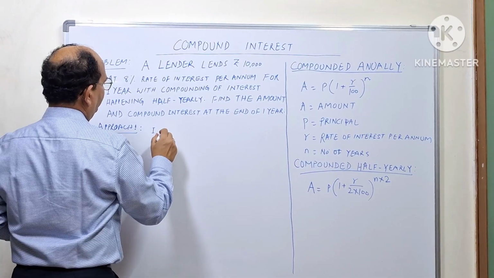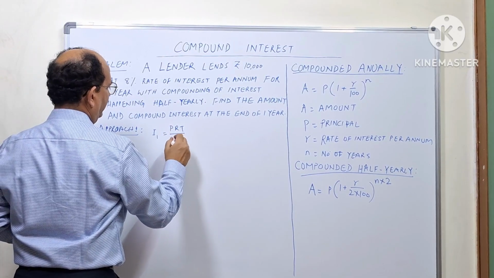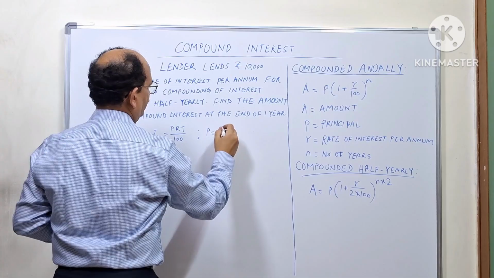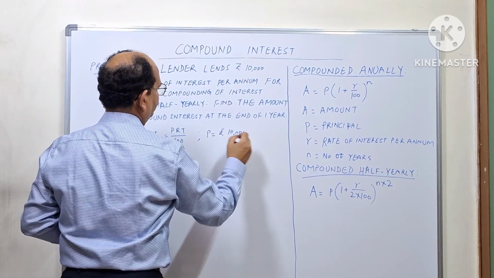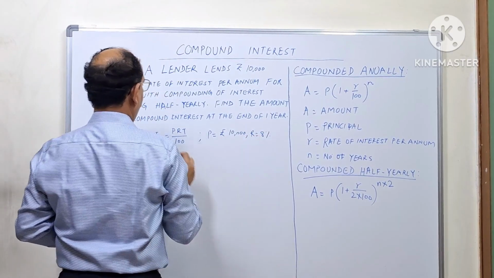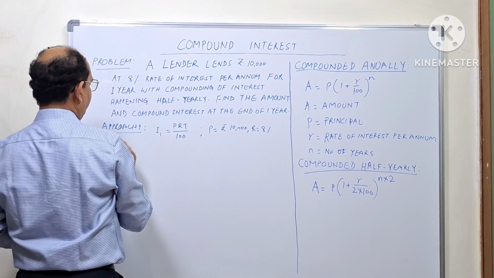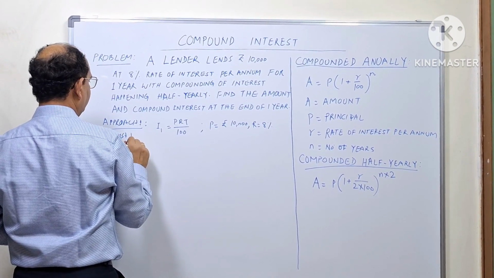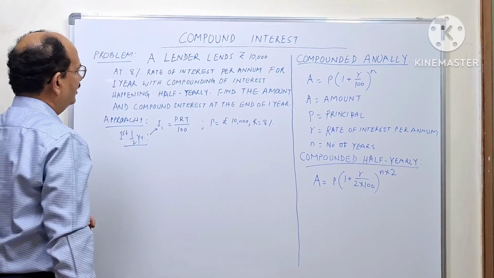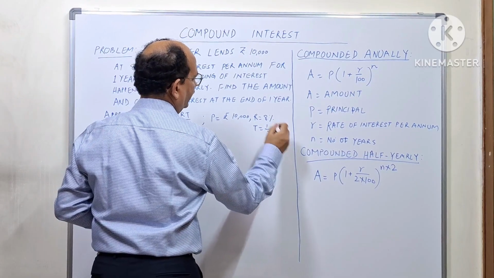So the interest I1 will be equal to P into R into T by 100, where P is rupees 10,000. Rate of interest R is 8% per annum. And we are calculating that for the first half year. So the time duration in number of years is only half year.